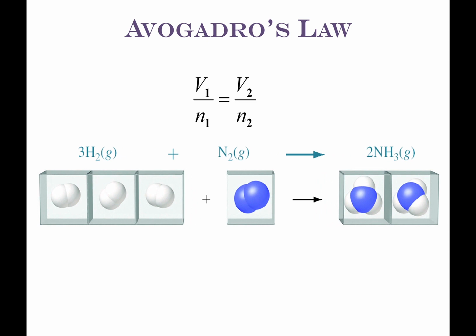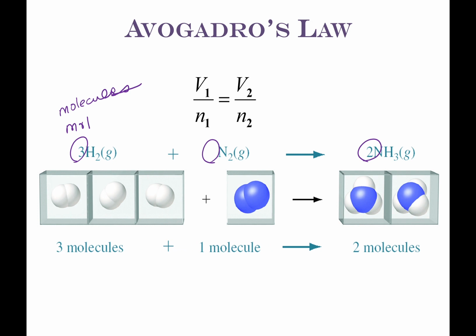Now we've talked about what these relationships mean in the past, and we've said that these are moles, right? But we didn't first call them moles, we first called them molecules. Do you remember way back when? So the first thing we did was we said 3 molecules of hydrogen react with 1 molecule of nitrogen to produce 2 molecules of ammonia.